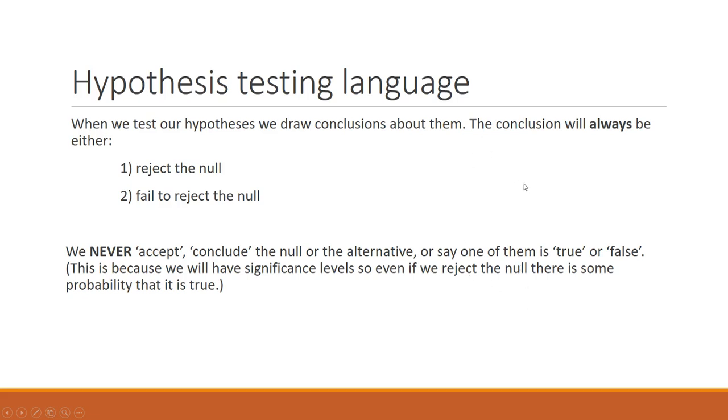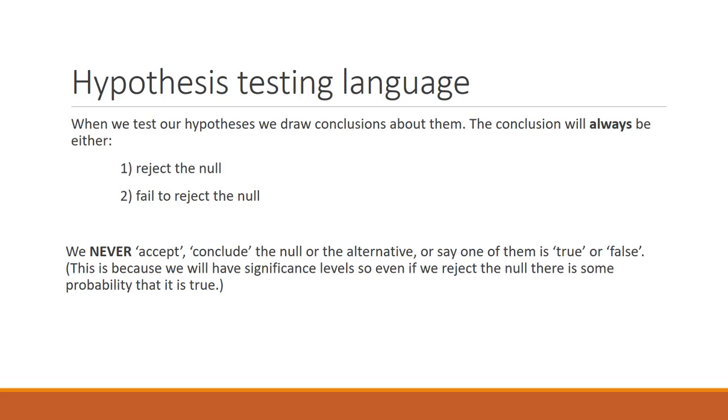When we test our hypotheses, we draw conclusions about them. The conclusion will always be either reject the null or fail to reject the null. We never accept the null. We never say that the null is true. We never say that the null is false. We only reject or fail to reject.